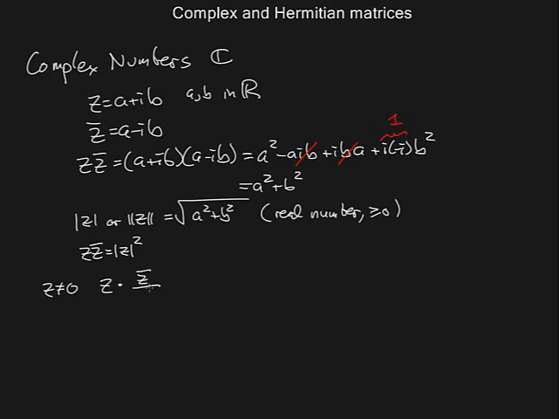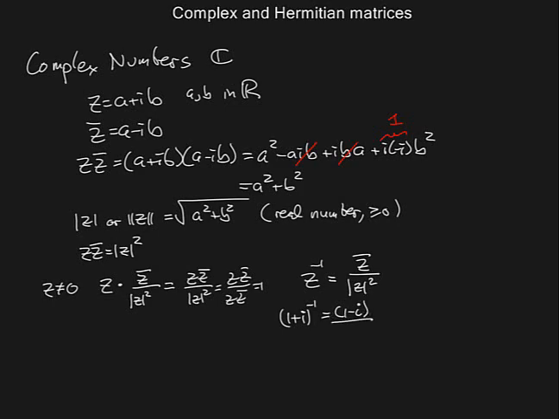Another fact, which is kind of handy, is if you multiply z times z bar over the absolute value of z squared, you get z z bar over z z bar, which is 1. So that tells you how to compute the inverse of a complex number. You divide z bar by the real number, the absolute value of z squared. So for example, 1 plus i inverse is 1 minus i over 2.